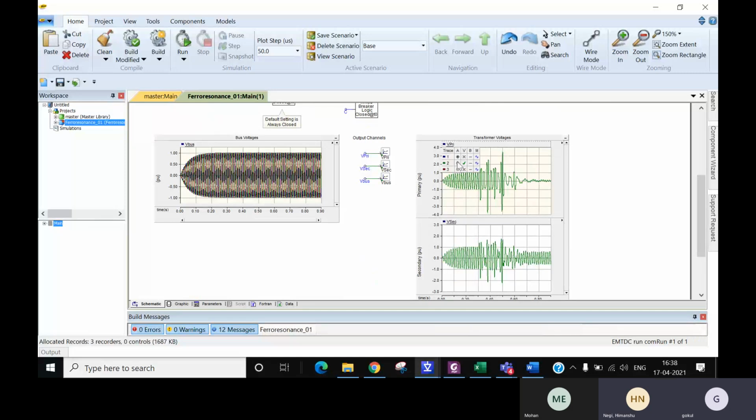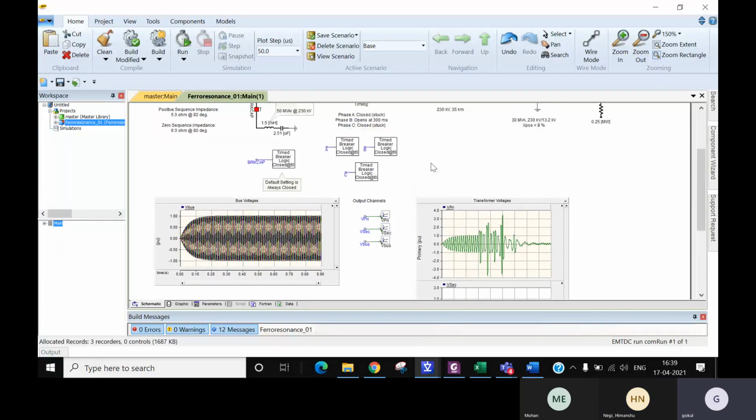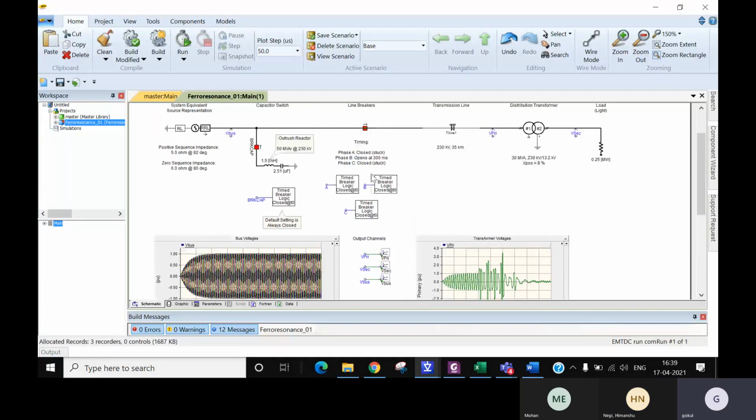What are they going to do if there is ferroresonance? How are they going to control it? The mitigation technique. The first mitigation technique is that you have to closely look at the circuit breaker poles. You should not close the individual poles. If you want to close it, you have to close all three together at the same time. That is one basic mitigation technique you can give.